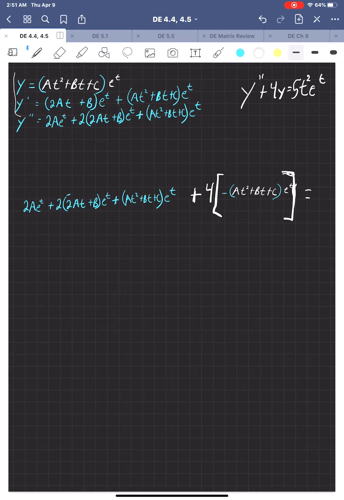I think I do. And now what I'm going to do is factor out some things. So you can imagine this step. We're going to distribute, we're going to drop our parentheses, and we're going to start to factor out some things. So let me see what we got here. So we're going to factor out e to the t, and this is what's going to be left.